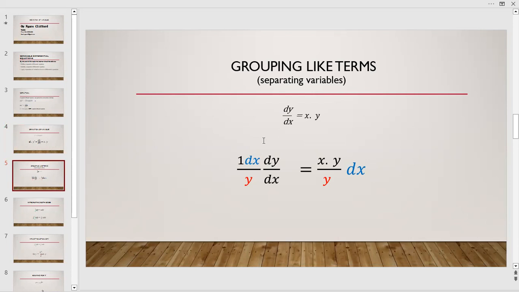Ian, can you tell us what has happened here? dy over dx is equals to x times y. Okay, before you proceed, can you read for us the heading? Grouping like terms, and in bracket, separating variables. So what happens here in separation of variables?